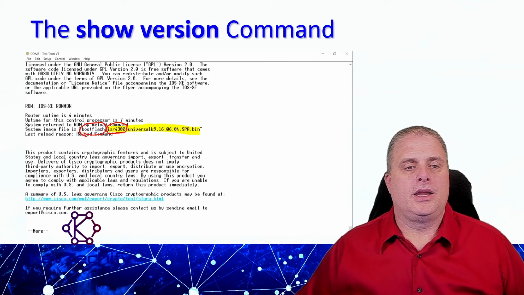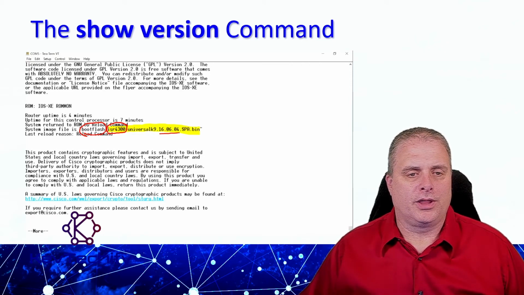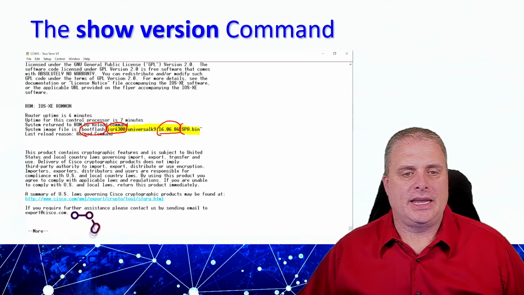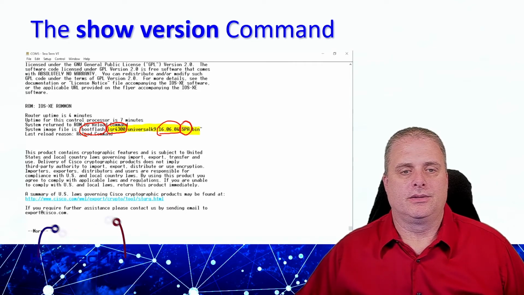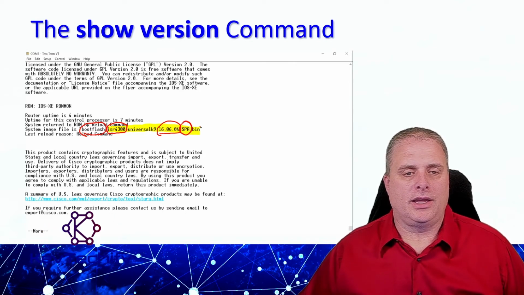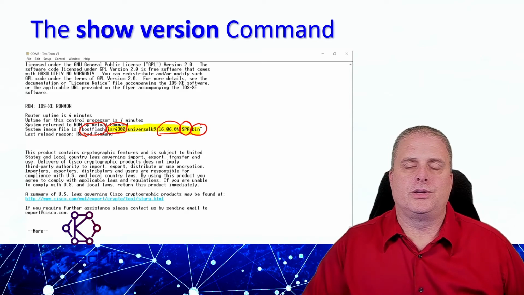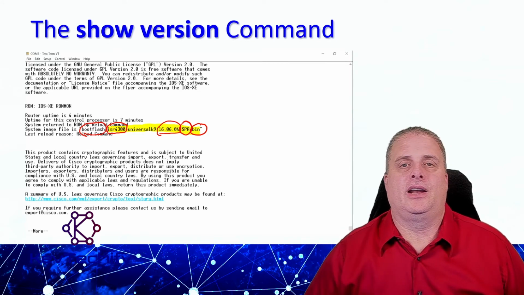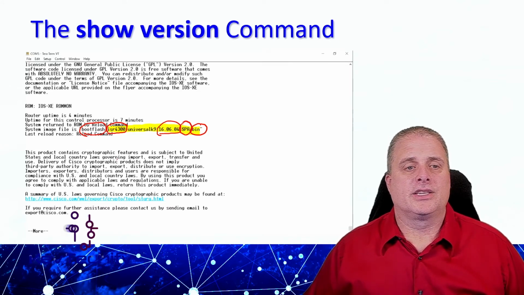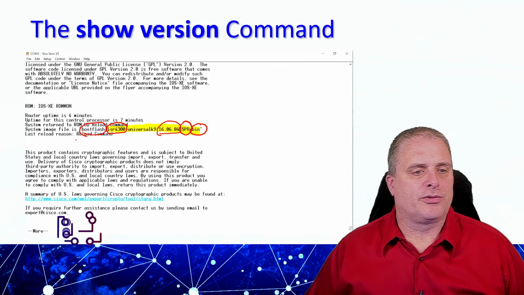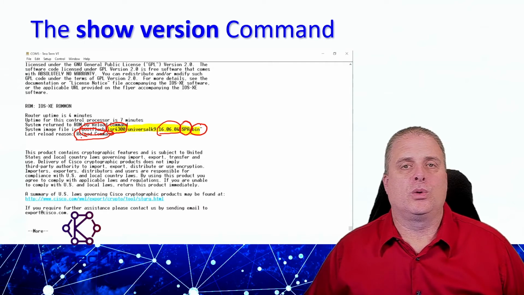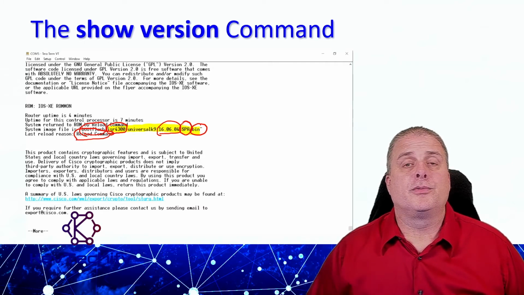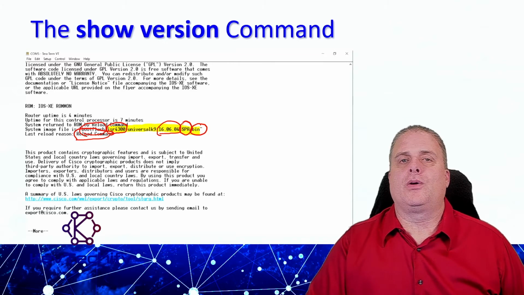And again, here is the version for the IOS image file. SPA means that the image file has been digitally signed. And the bin at the end of the file name refers to the file format that this file is in. And in this case, it's in a binary format. The next line down here, we see the reason for the last reload, and it was because I issued the reload command. This information can be helpful, especially if you have a router that keeps crashing.